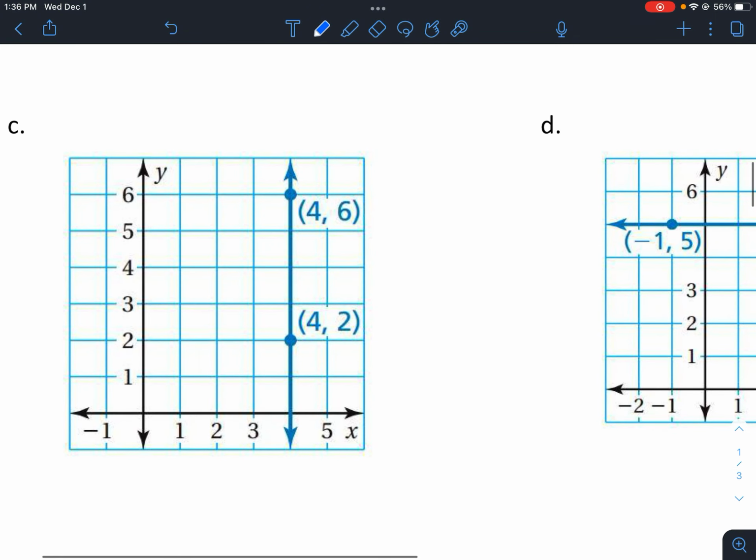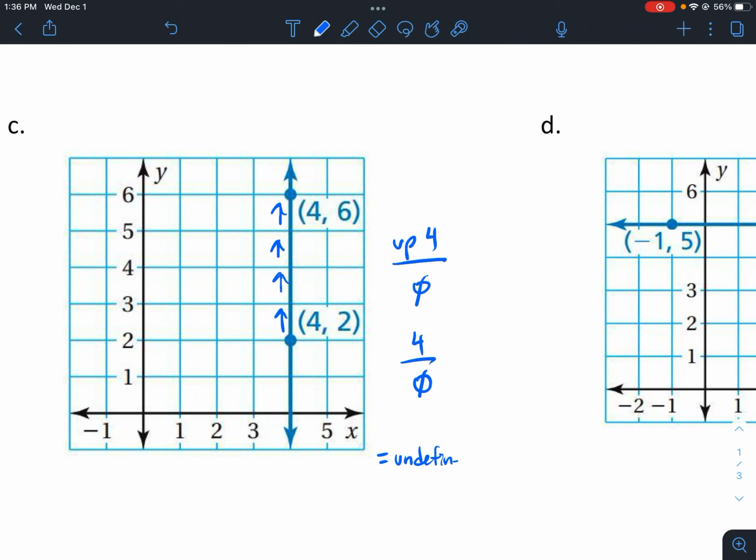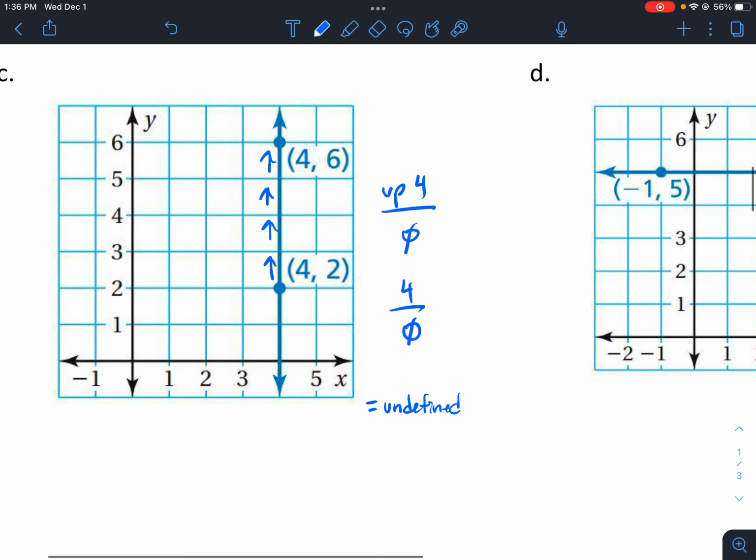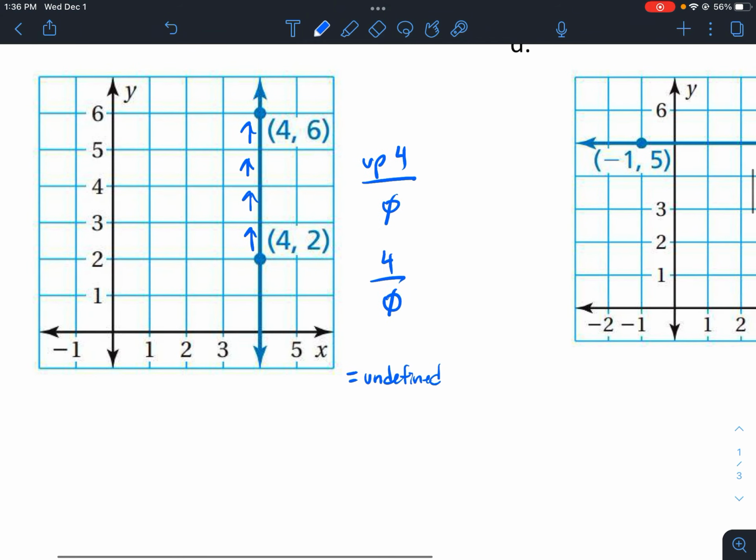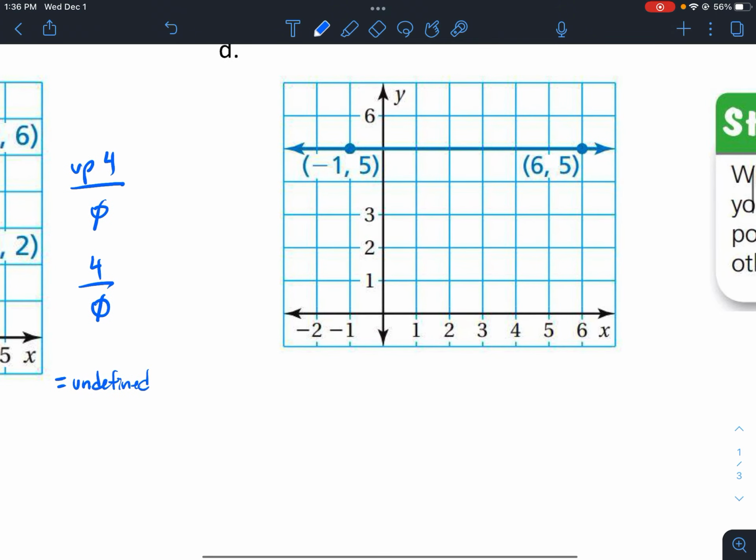Next, let's talk about this. Well, how much does it go up and down? Hey, it goes up and down 1, 2, 3, 4. So that means it goes up 4. Does it go left or right at all? It doesn't move left or right at all, so it's just 0. Anytime you have 4 over 0, that means the slope of this line is going to be undefined. Why? Because you can't ever divide a number by 0, okay? So anytime you have 0 in the denominator, that means it is undefined.